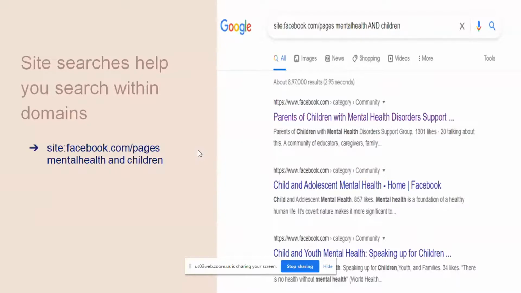Now coming on to Facebook pages, there are a number of Facebook pages and public groups. Say for example, you want to find out mental health and children. Now this is an important issue for all of you, right? You are working in this particular field. So what you have to do is write site facebook.com/pages mental health and children, right? And it will give you all the public groups on mental health and children. And then maybe you can be in that particular group and find out what sort of conversation is happening in it.